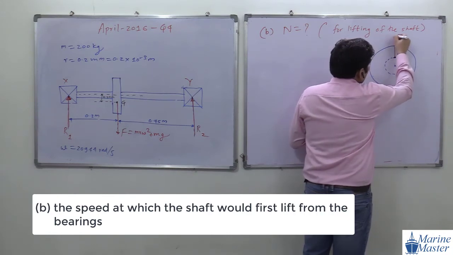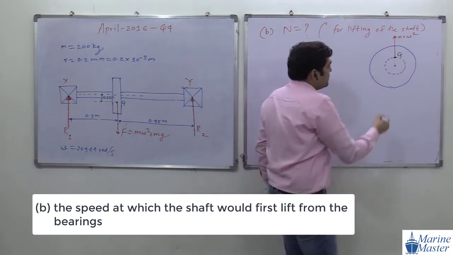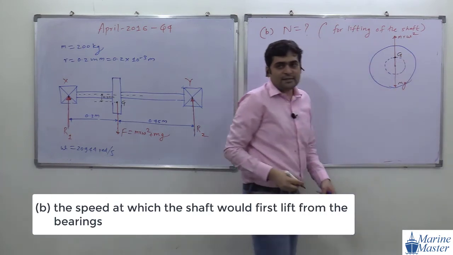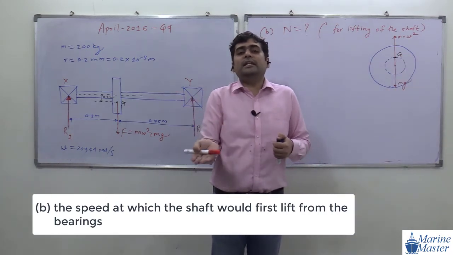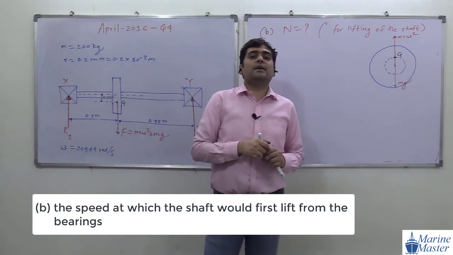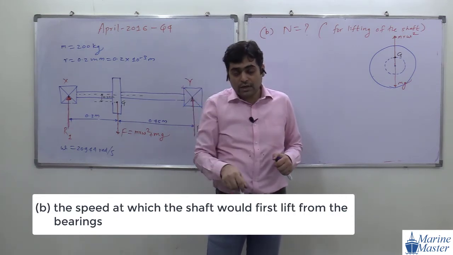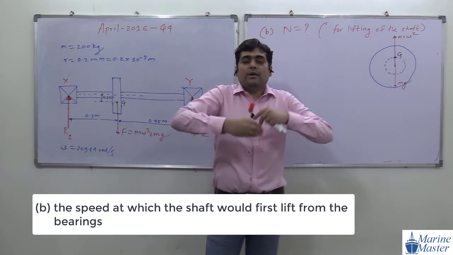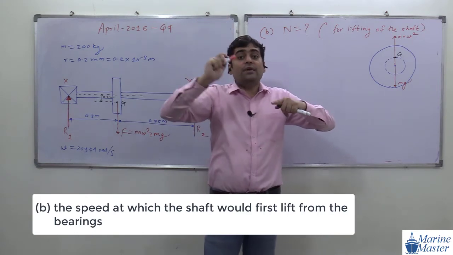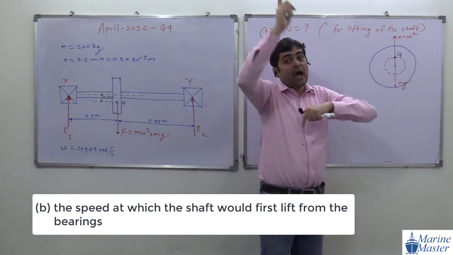So at this location, the centrifugal force will act radially outward, m r omega square. And how will weight act? Weight will act downward. Now, which one will lift the shaft? Weight will never lift the shaft because weight will always try to push it downward. At which point will the shaft get lifted? When G is at the topmost position, because at the topmost position centrifugal force is upward.